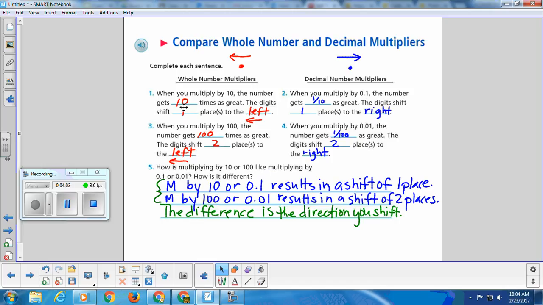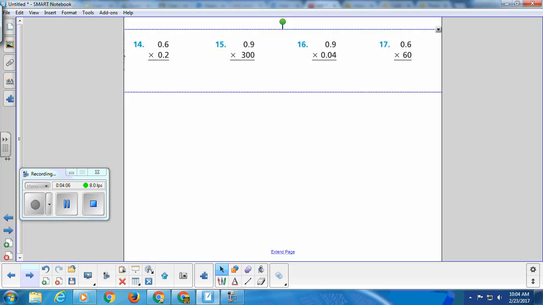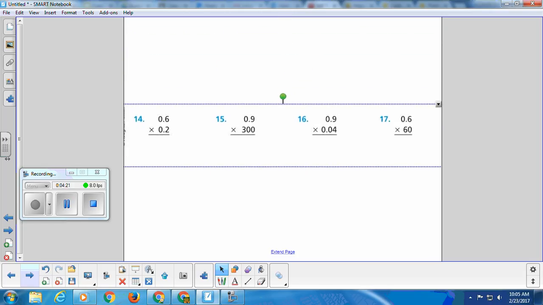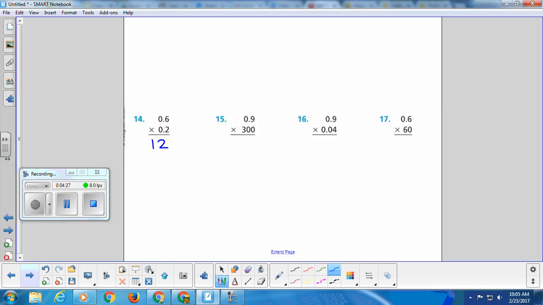So to practice this, let's do a couple problems. This is also on page 145, I'm sorry. And I just thought we could do these real quick. So we have a tenth times a tenth here, on number 14. So I could just say 6 times 2 is 12. But I know that 1/10 times 1/10 equals a hundredth, right? So if I'm doing 6/10 times 2/10, I should get 12/100ths.